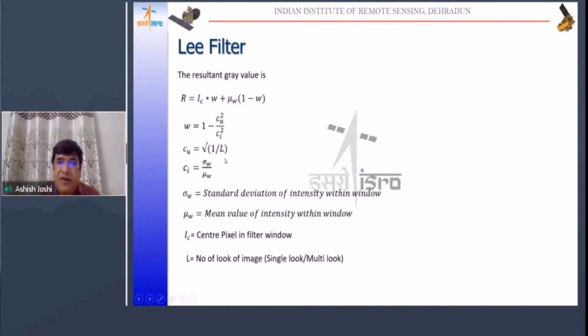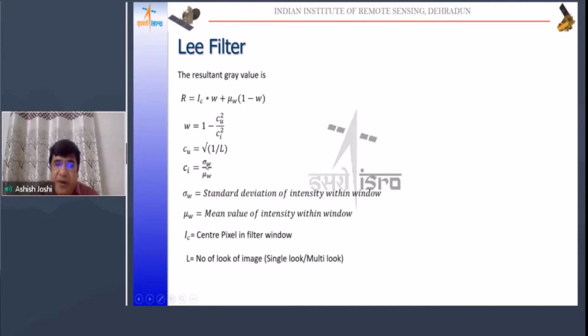For the Lee filter, we have to go to a particular pixel and find its kernel. Kernel means one small window, either a 3 by 3 window or a 5 by 5 window. For that particular window, we have to find the mean, and we have to find the weights. The weights are calculated using this formulation.